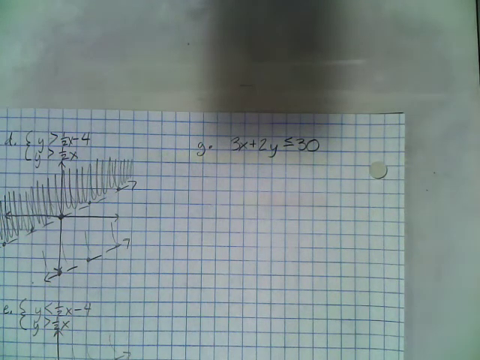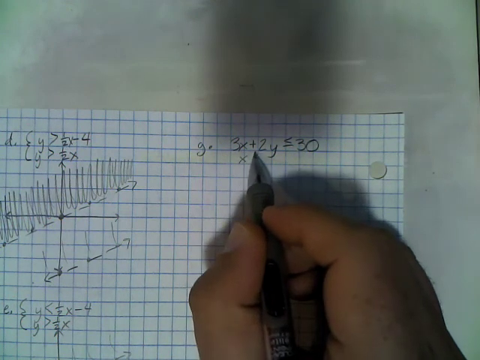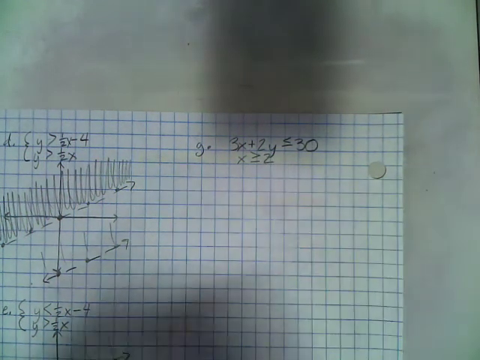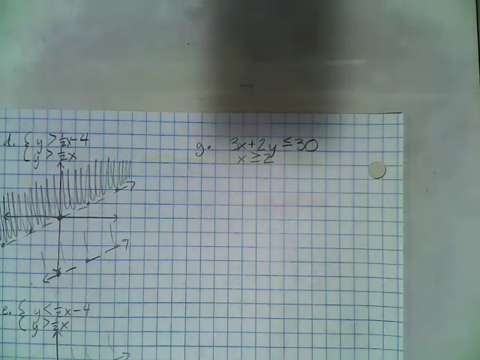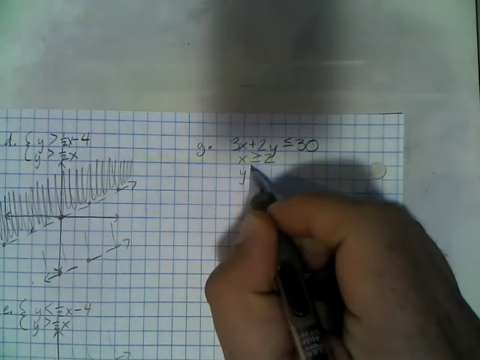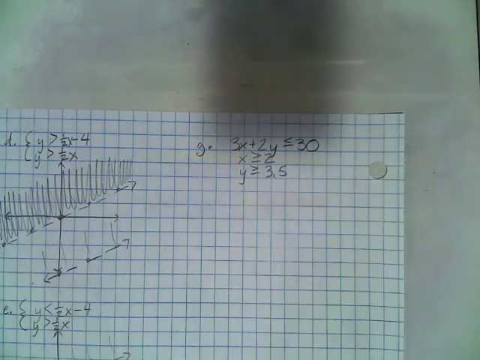All right, let's keep reading. Brett needs at least 2 pounds of strawberries. So strawberries was my x. So x has to be at least. At least means it could be greater or equal to the 2 pounds that he needs. And then finally, Brett needs at least 3.5 pounds of pineapple. So therefore, y must be at least 3.5.